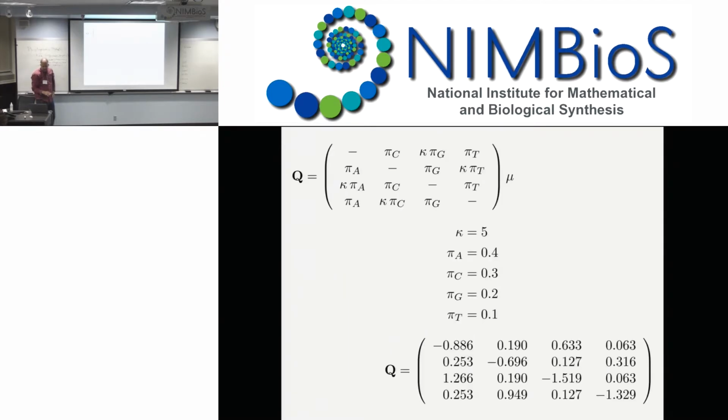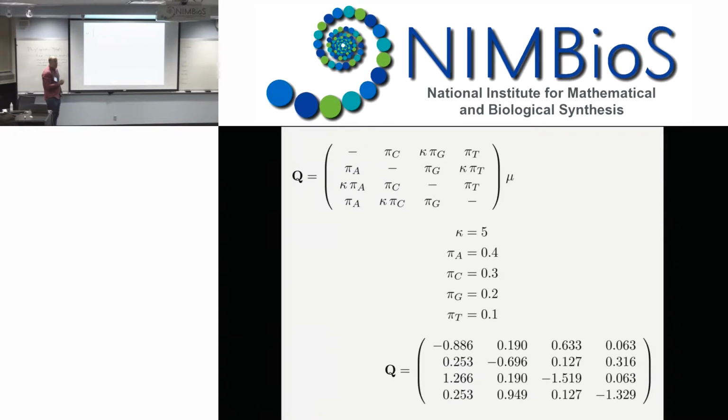Now, where did the rate matrix come from that I was showing you guys? That was all as an example. It's not like I estimated it from some data. I just picked it out of the blue. And what did I do? Well, this is the rate matrix I used. This is a kind of generic rate matrix.